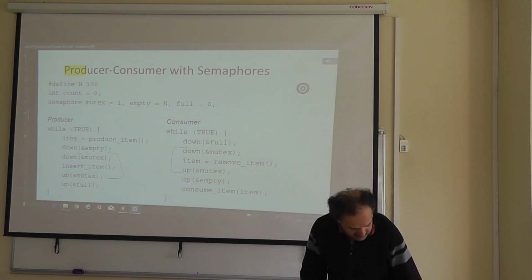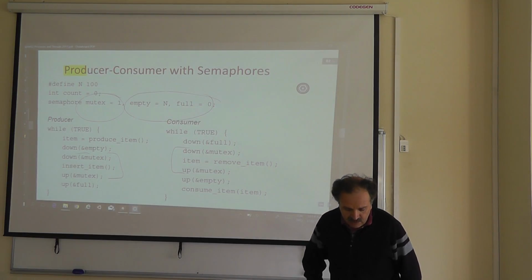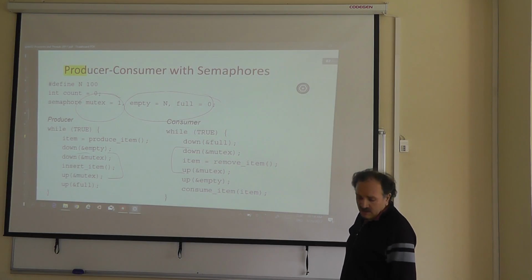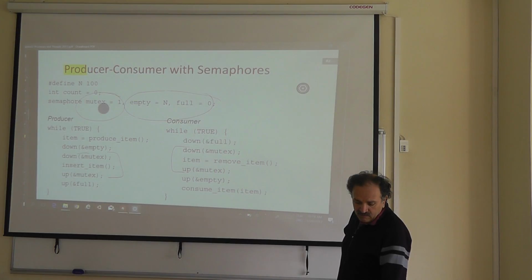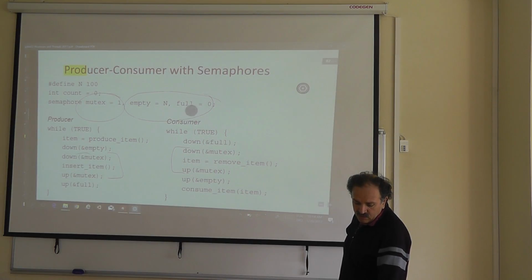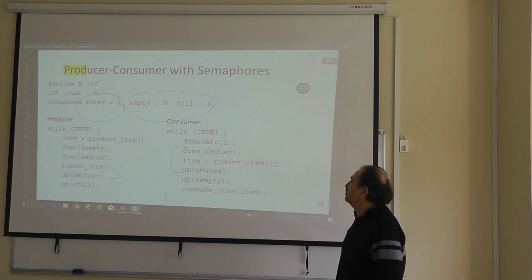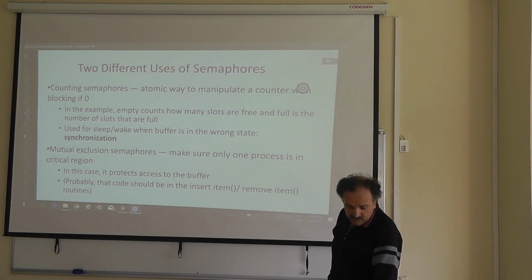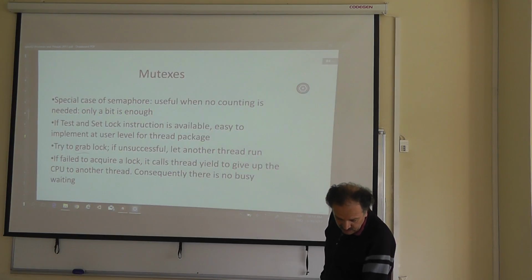I have 2 types here. The one is for mutual exclusion. The other 2 are for the counting or the synchronization. They look exactly the same. This one can be only 1 or 0. These 2 can be from 0 to N. So 2 different uses of semaphores. I talked already about it.